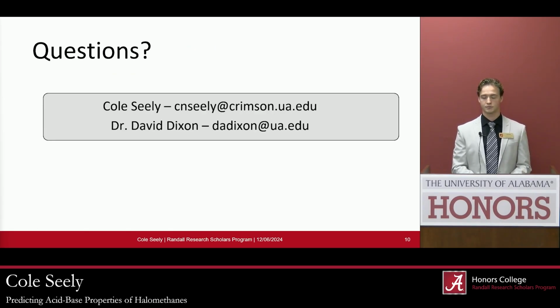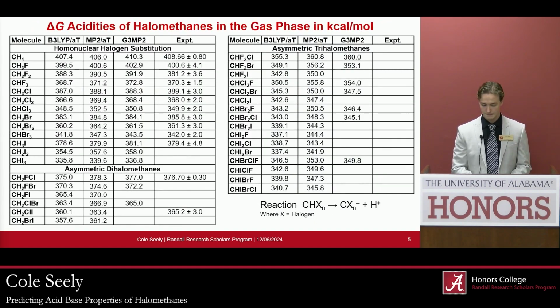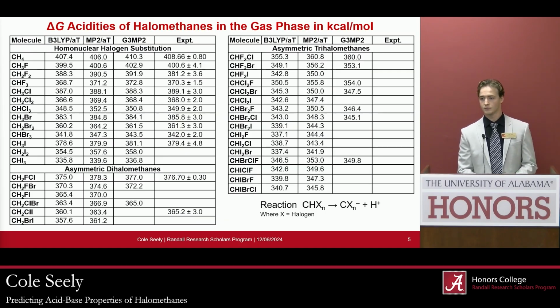Any questions? Can you go back to slide 5? Can you give us a little bit more of an appreciation of the empty spaces in the G3MP2 column for iodine atoms? Is it a computational power problem, or is it just the complexity of the process itself? Can you say a little bit more about why that's the case?